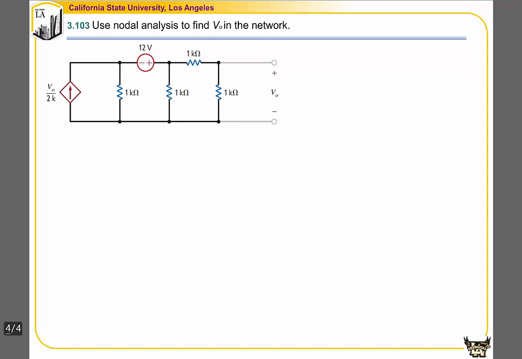In this example, we are going to use nodal analysis to find V naught in the network. V naught is over here. And this problem is different from the previous ones because we have a dependent source.